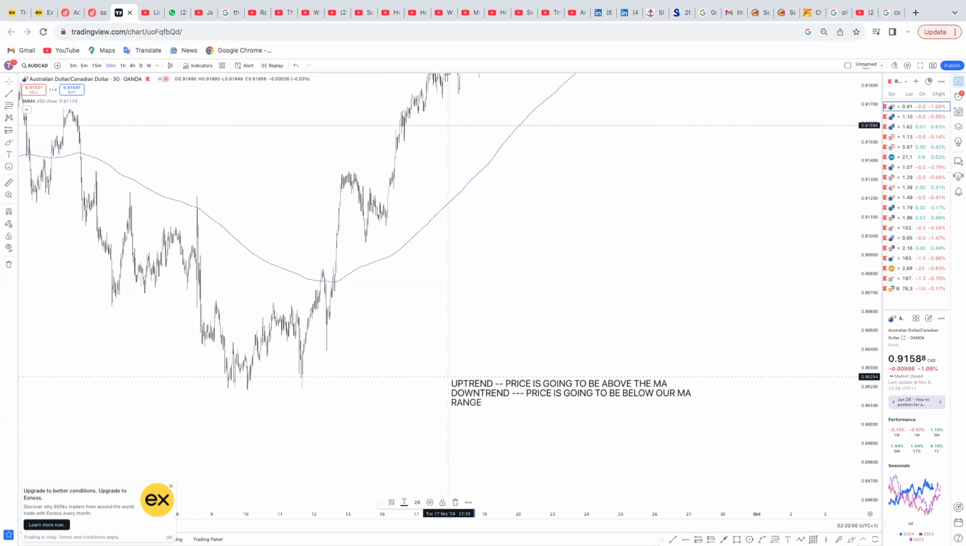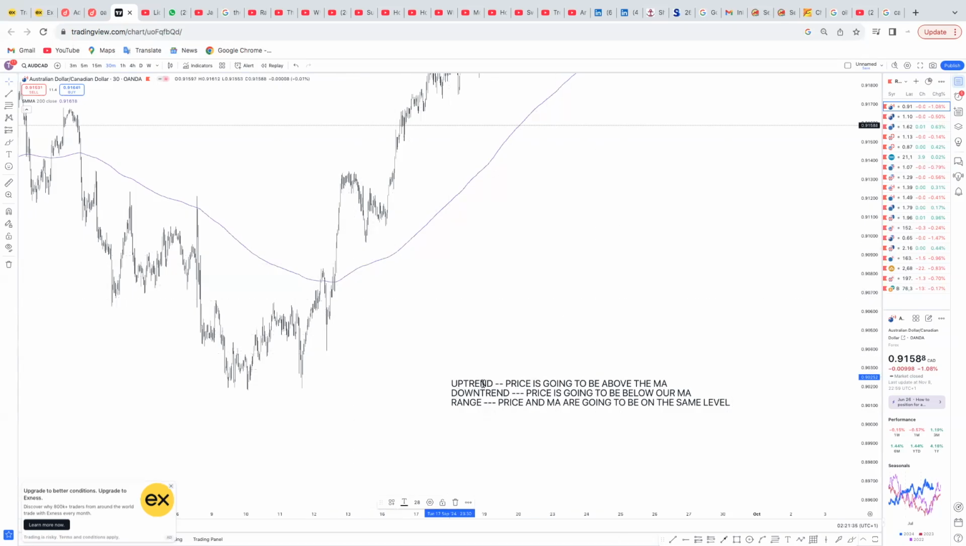Now for a range market, a consolidating market, the price and the moving average, the MA, are going to be on the same level. And that's just it. So we can use our moving average to determine our trend, and we can also use our candlestick structure, that's our lower highs and lower lows, to determine our trend also.